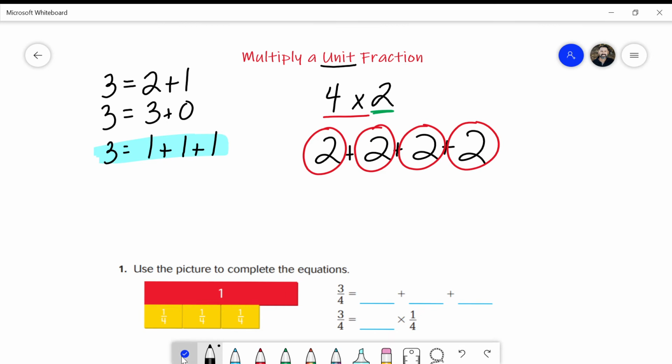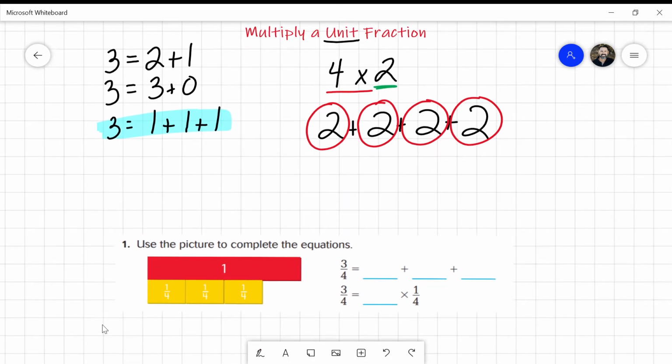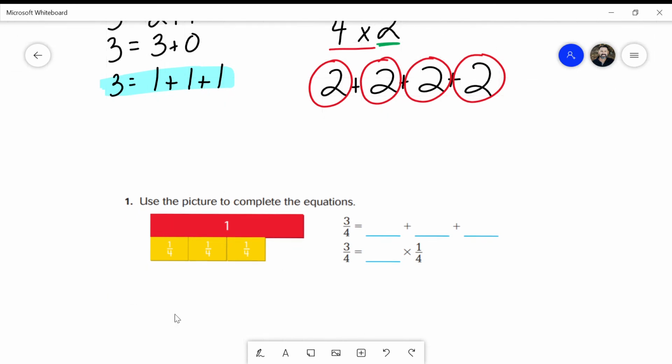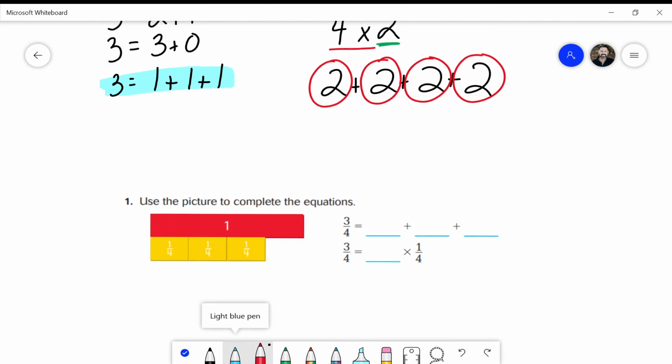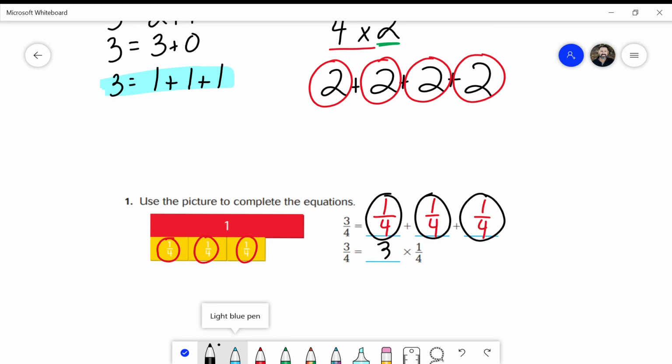So when we're looking at multiplying a unit fraction, it's the same concept. What we want to do is look at the individual pieces, 1/4. So there's 3 of them. So we're going to write that down, 1/4 plus 1/4 plus 1/4. So you can see I have 3 groups, right? 3 groups of 1/4. So it's 3 times 1/4.